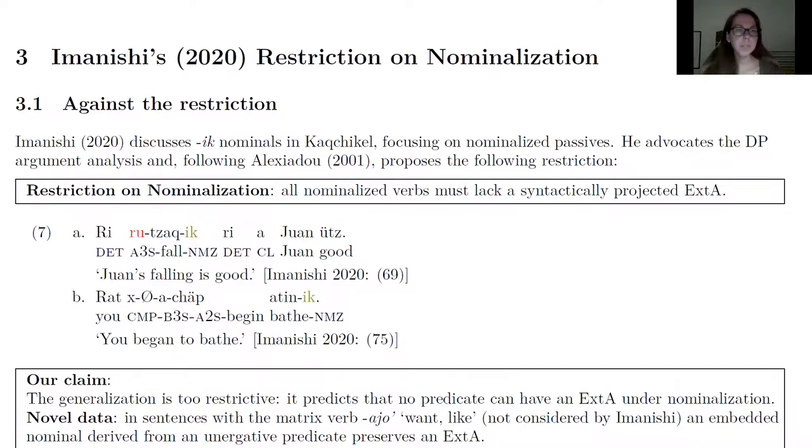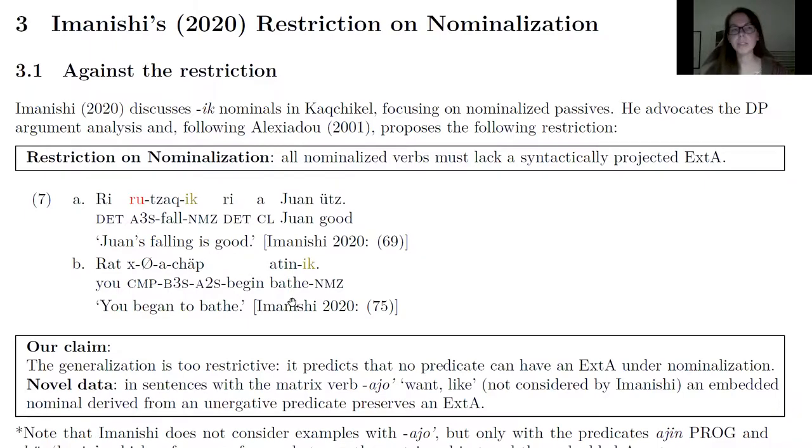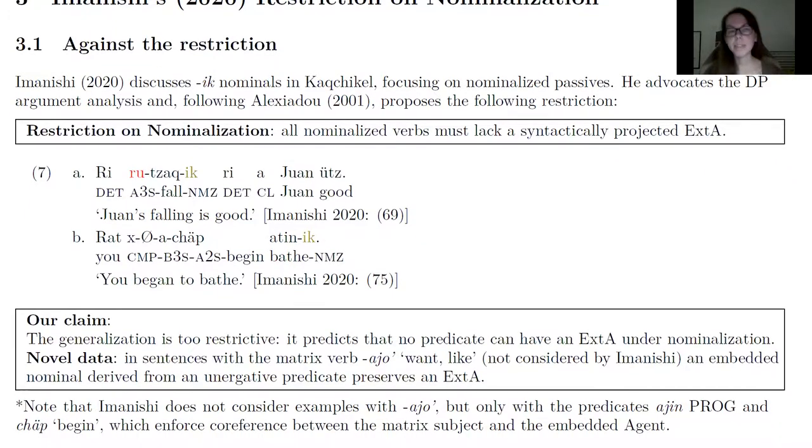And Imanishi mainly looks at pairs of examples like the 6 and 7. So here we have 2 intransitive verbs being nominalized. And the first one, to fall, is allegedly an unaccusative predicate. And when we nominalize it, we can still see this argument being present. And this argument is cross-referenced by the possessive marker on the nominal. And when we nominalize what looks like an ergative predicate, in this case, then we suddenly don't have this possessive marker. And so Imanishi looks at such pairs of examples and he says, well, in the second case, we have something like semantic control being established between the main subject and this understood argument of the nominal, but that understood argument cannot be realized syntactically.